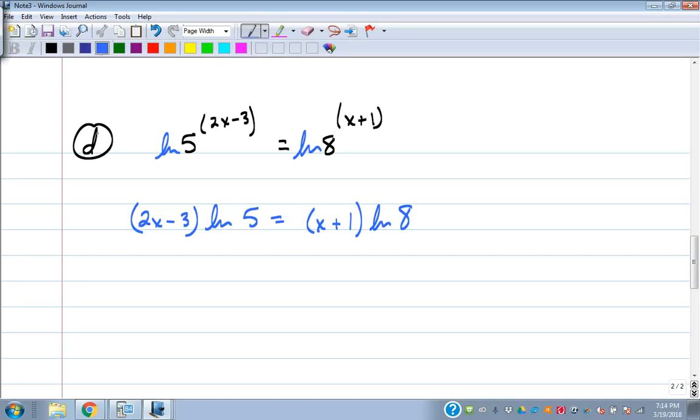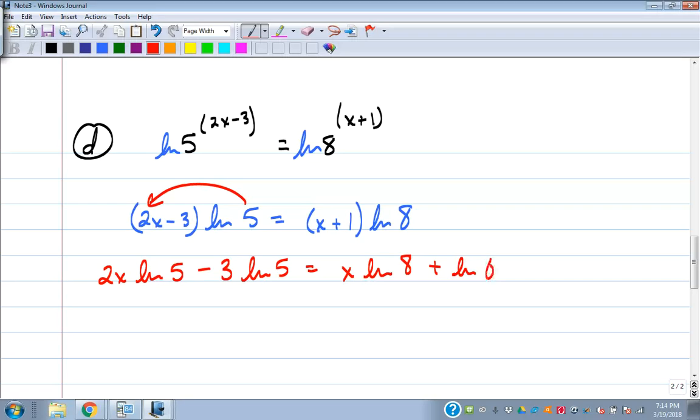Okay, so what's that turn into? When I distribute natural log of 5 to 2x, that's just going to be 2x, natural log of 5, minus 3, natural log of 5. On the other side, that's just going to be x, natural log of 8, plus 1 times natural log of 8, which is just natural log of 8. I don't even have to put the 1 there. Makes it a little shorter.